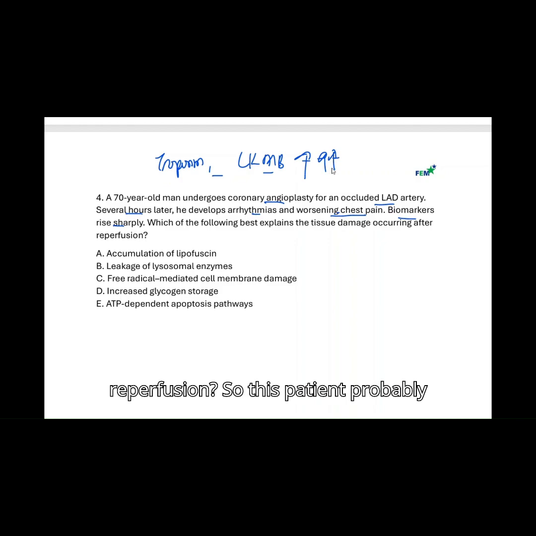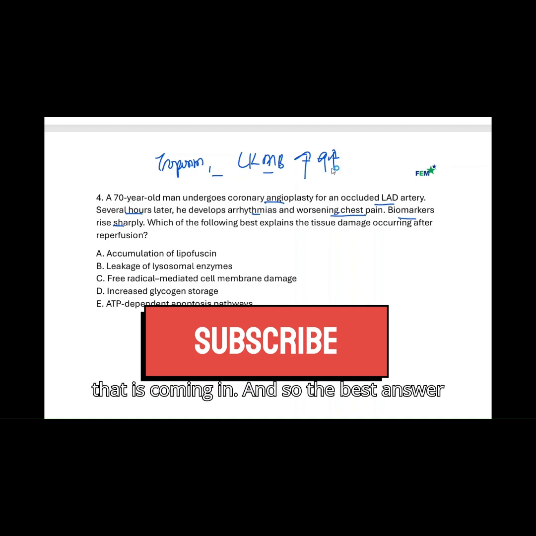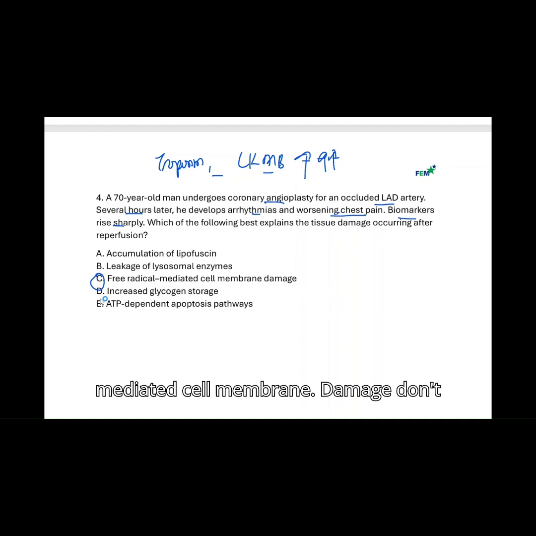So this patient is probably undergoing reperfusion injury. After you open up the blood clot, after you relieve the obstruction, then xanthine oxidase starts producing a lot of superoxide free radicals from the oxygen that's coming in. And so the best answer here will be, very good, free radical mediated cell membrane damage. Don't forget to watch that video on free radicals. You're going to understand all the terms that I'm speaking.